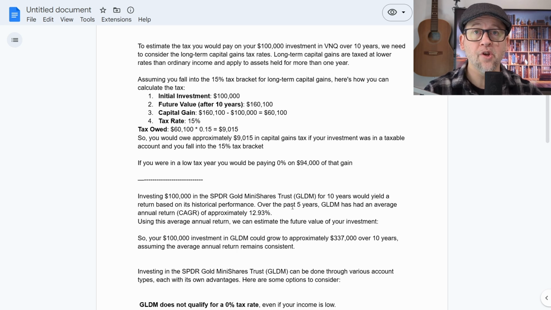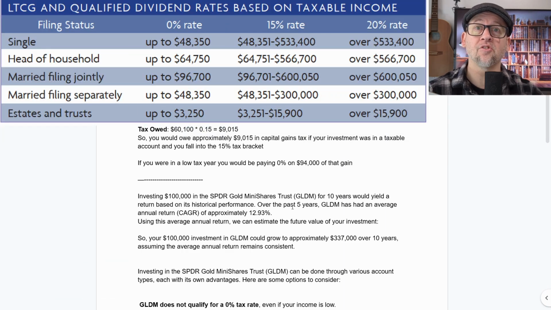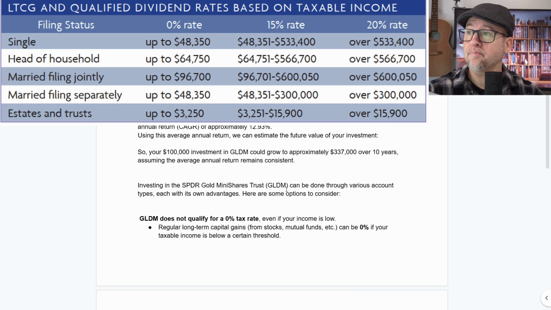If you were in a low tax bracket that year because maybe you retired that year, or you had zero W-2 income or very low W-2 income, you would essentially pay 0% capital gains tax on that. If you were single, I believe it's up to like $48,000, and if you're married as a couple filing jointly, it's $96,000. Let's go again with another one.